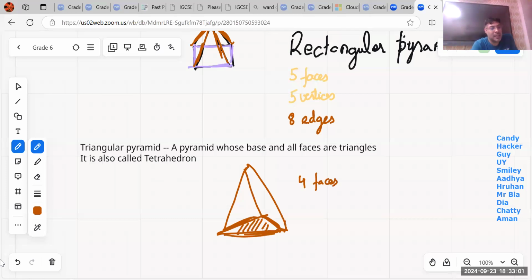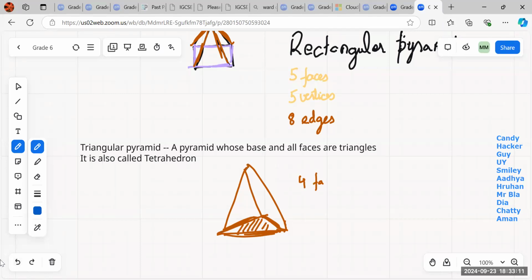Arav, how many vertices are there? I still don't understand what vertices are. Vertices, beta, means corners. Oh, I thought that was edges. I mix them up a lot. So yes, 4 vertices.